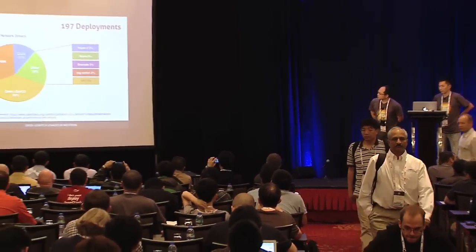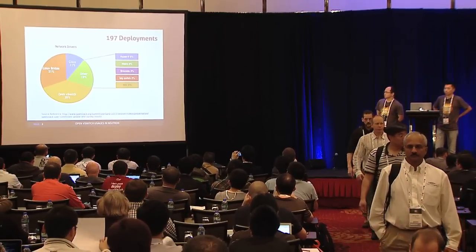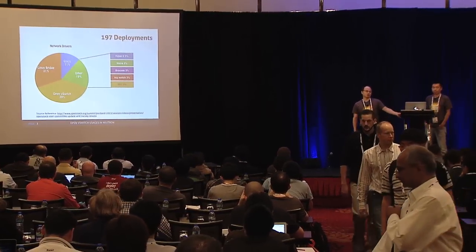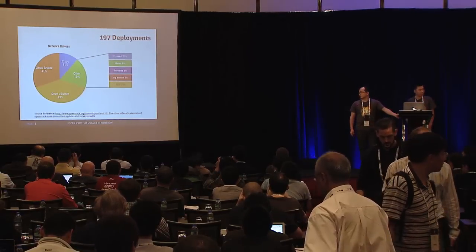Why did we choose OpenvSwitch? In April this year, the OpenStack user committee conducted a survey. It got 197 deployments of OpenStack from about 400 respondents. It shows that about 39% of the OpenStack deployments are adopting OpenvSwitch solutions.